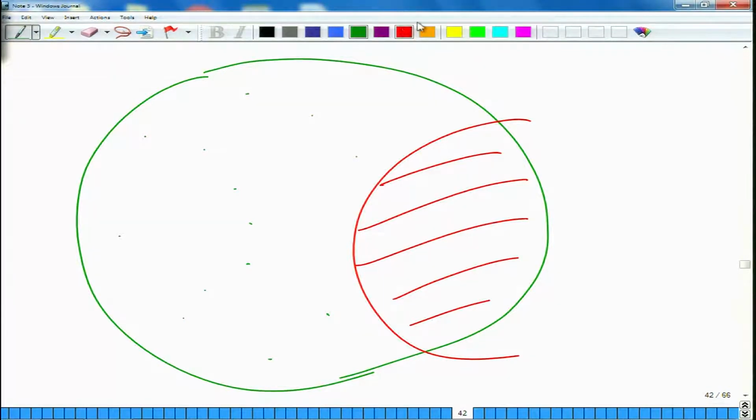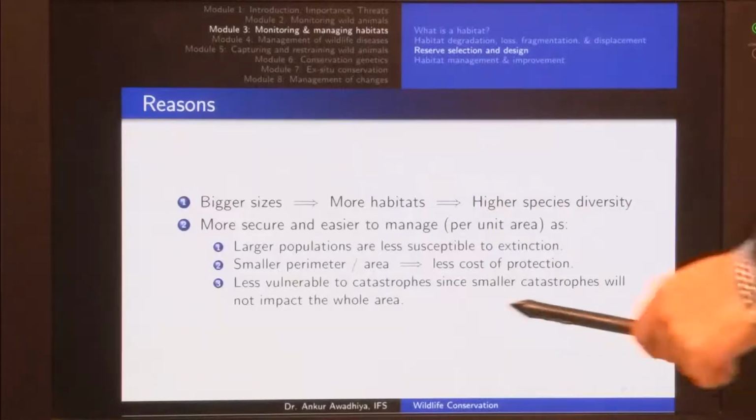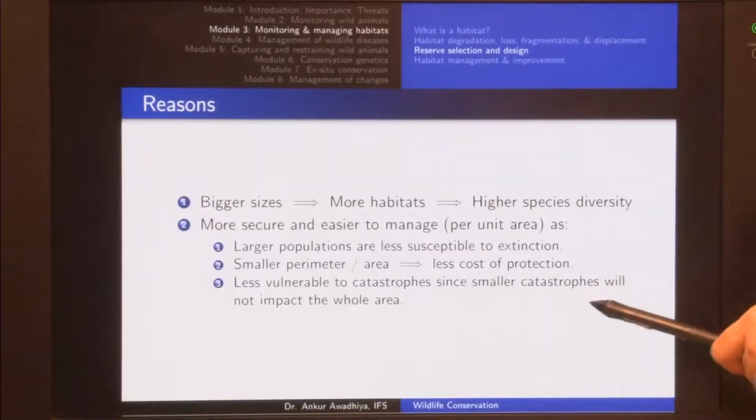However, if we had a smaller reserve and we had this fire, the whole reserve is now gone: all the trees, all the plants, all the animals are gone, and so there is nothing that would be able to repopulate this area. So, a larger reserve is less vulnerable to catastrophes, since smaller catastrophes will not impact the whole area.